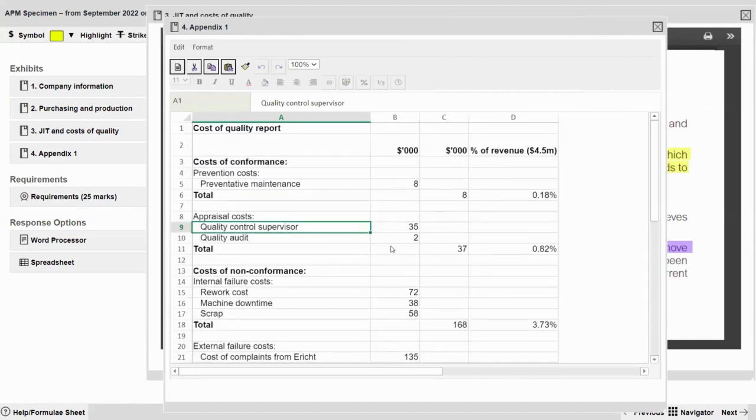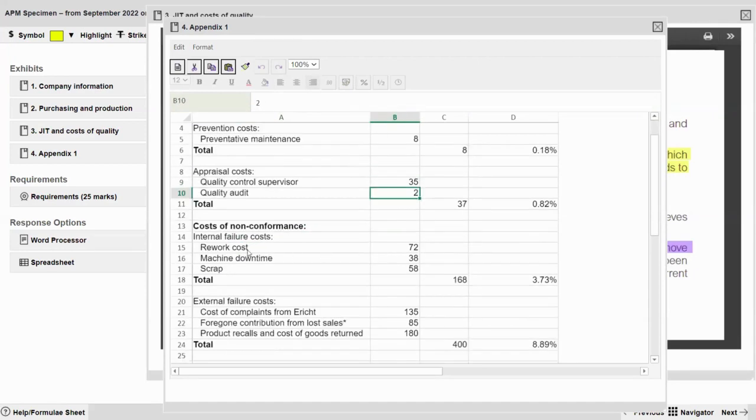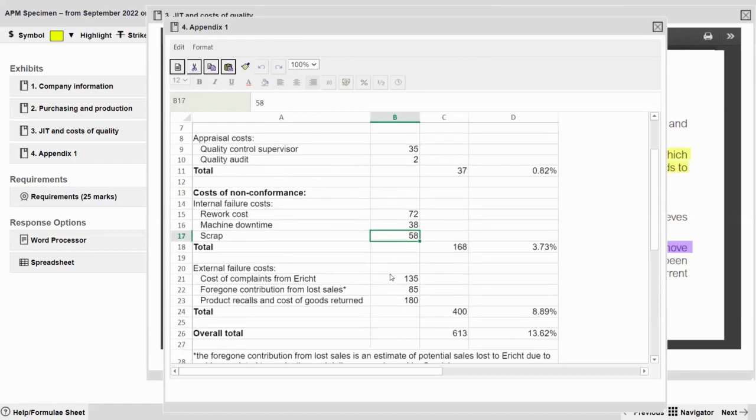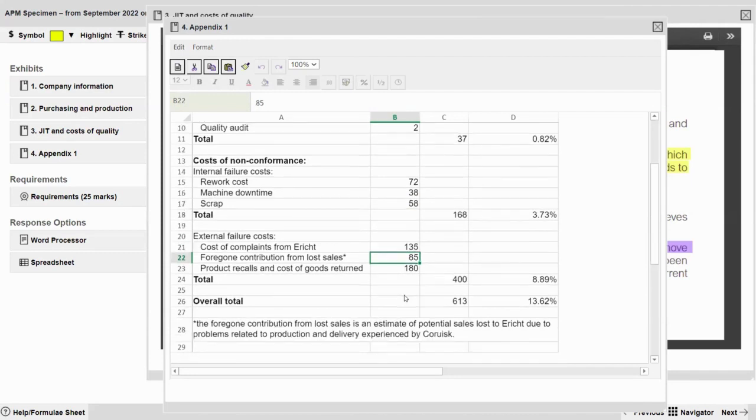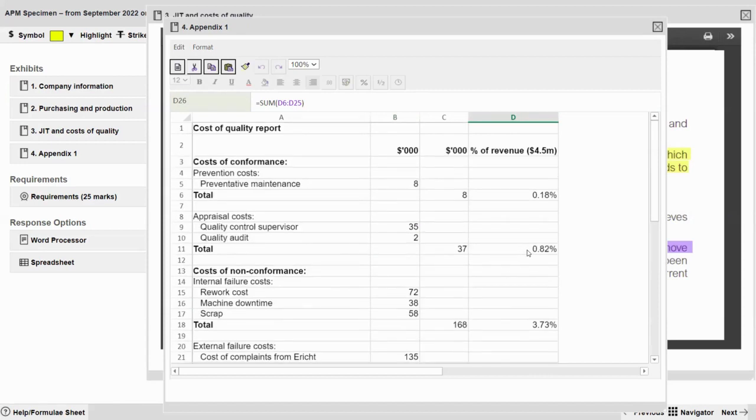So they've given the quality cost where it says the cost of conformance, prevention cost, the appraisal cost, which is the supervision, the quality audit, the cost of non-conformance, which is the internal failure, rework, machine downtime, scrap, external failure, cost of complaints from merit, foregone contribution from lost sales, and product recalls and the cost of goods returned. So the total is 13.62% of the sales. That's what it is going to.